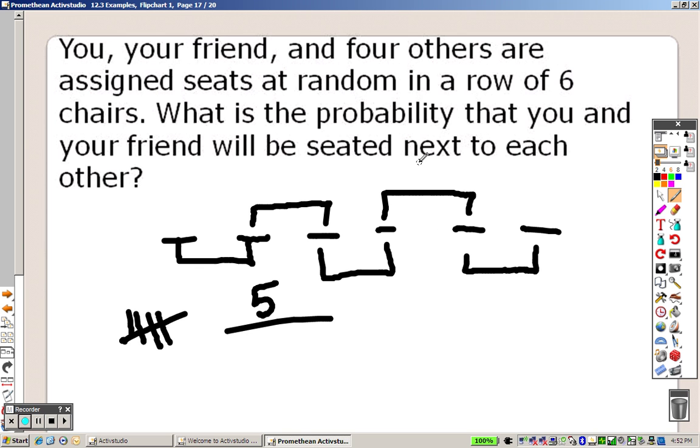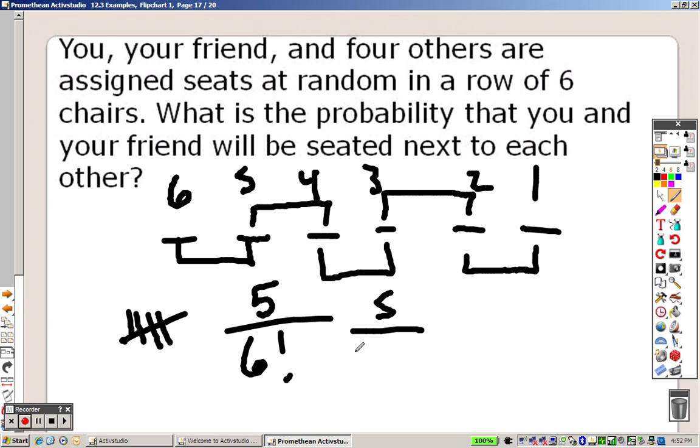And there are 6 seats. So that means it's 6 factorial on the bottom. 6 times 5 times 4 times 3 times 2 times 1 is 720. So really it's 5 over 720. So 5 divided by 720 is 1 out of 144.